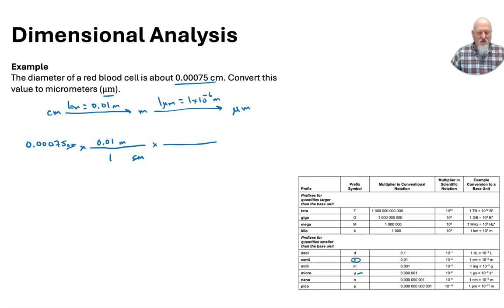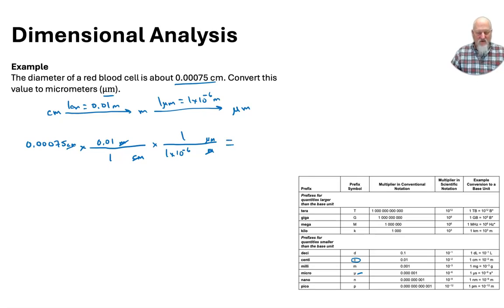That means I'm going to use my next conversion to get to micrometers. That means meters has to go down here, right? I've got to have meters cancel. In my conversion, I see that 1 times 10 to the negative 6 meters is 1 micrometer.